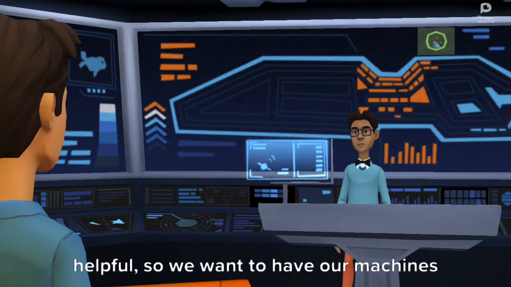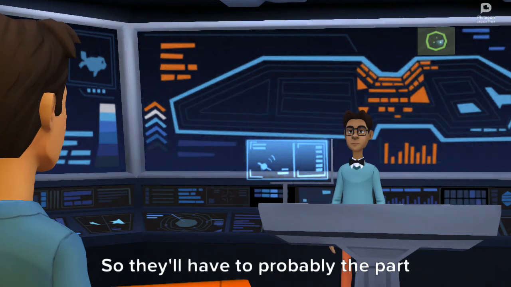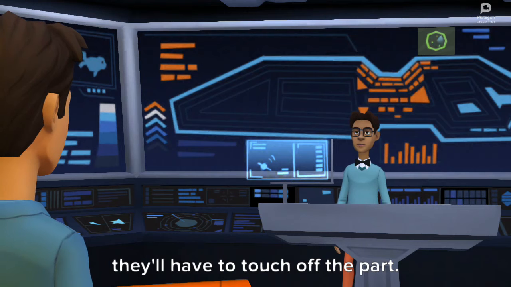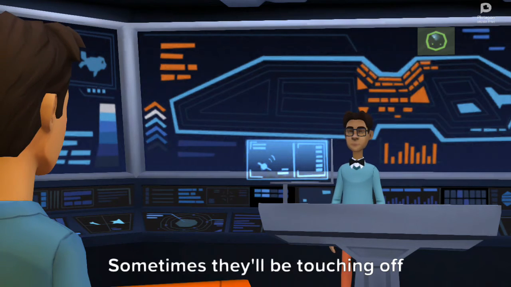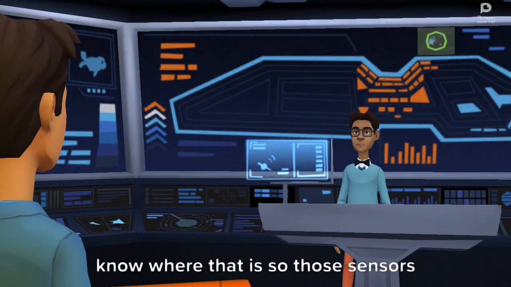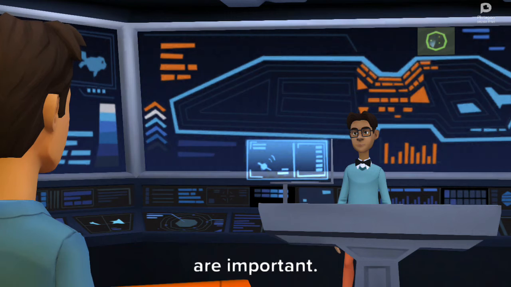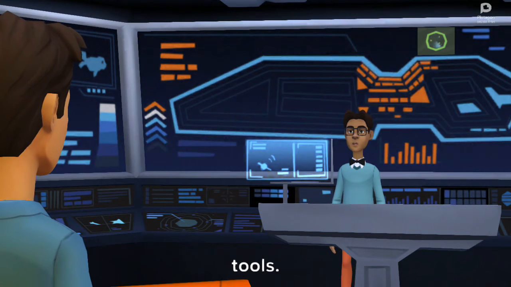Sensors in machining centers are helpful, so we want to have our machines know where the parts are in the machines. So they'll have to touch off the part. They'll have to know where a part is in space. Sometimes they'll be touching off on fixtures or the part themselves to know where that is, so those sensors are important. Another place that sensors are used is to detect broken tools.